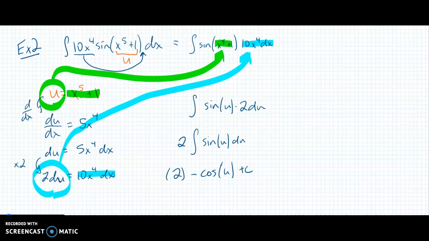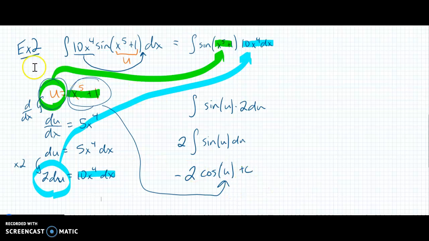And I'll write the 2 and then times. That's kind of bad notation. I think you can see that it's going to be a negative 2. Hopefully you're cool with that. So from there, I just have to take this u, this guy right here, and sub it back in so that my answer is in the same form as the question. So what do I get? Negative 2 cosine of x to the fifth plus 1 plus a constant.